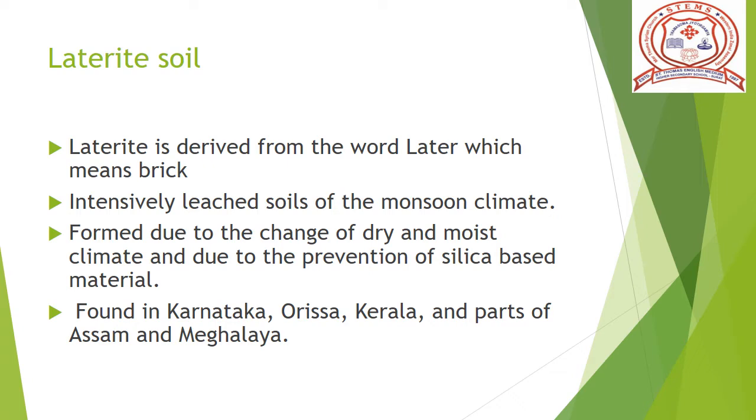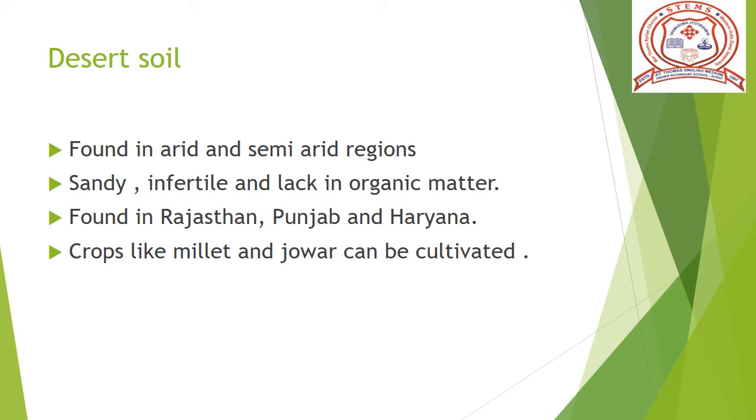The soil is less fertile, but cotton, paddy, sugarcane, tea, coffee, cashew, etc. are grown in this soil after using fertilizers. It's found in Karnataka, Orissa, Kerala and parts of Assam and Meghalaya.